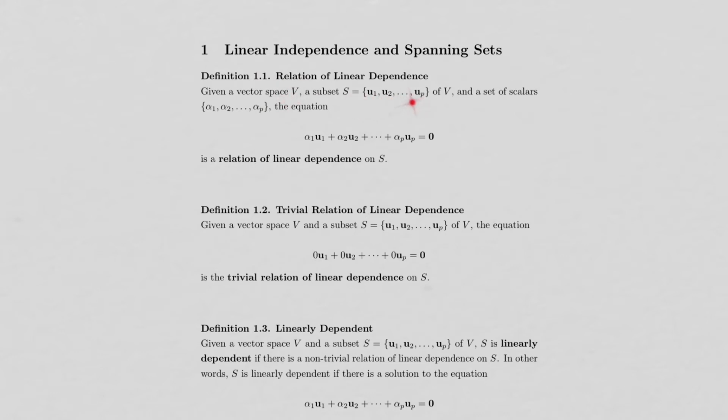So given a vector space V, an arbitrary vector space V, and this subset S of vectors u1 up to up, and a set of scalars, alpha 1 up to alpha p, this equation is a relation of linear dependence. So on the left-hand side, we've got a linear combination of the vectors with the alphas as the coefficients, and on the right-hand side, we have 0. The trivial relation of linear dependence is this one, where all the alphas are 0.